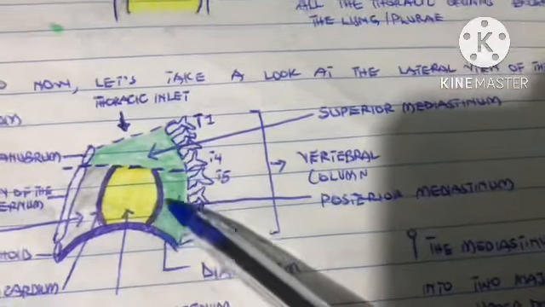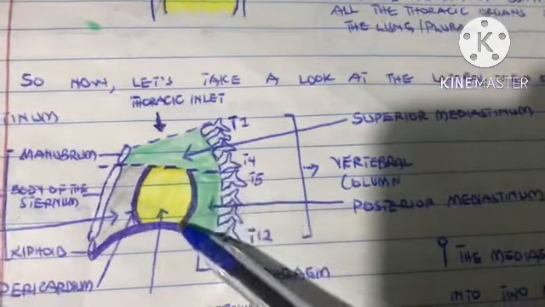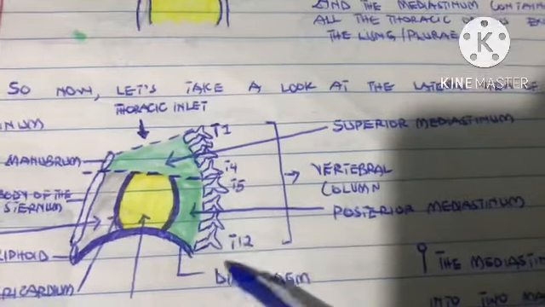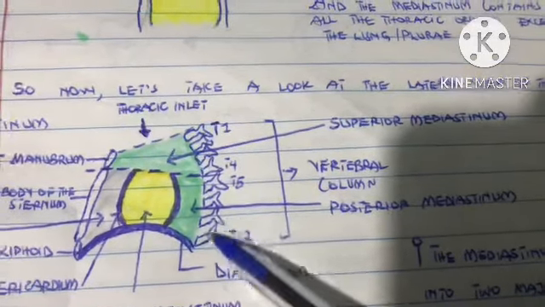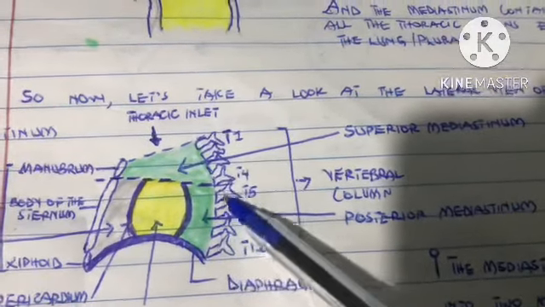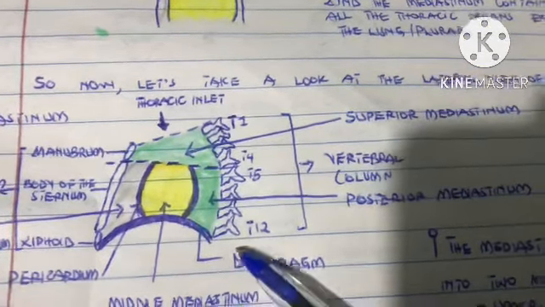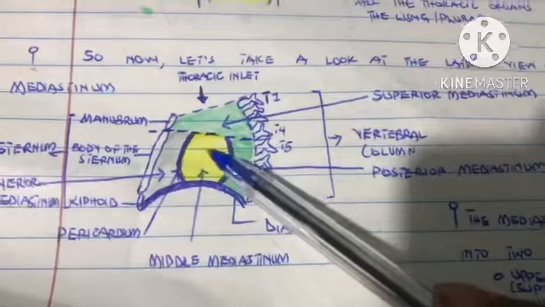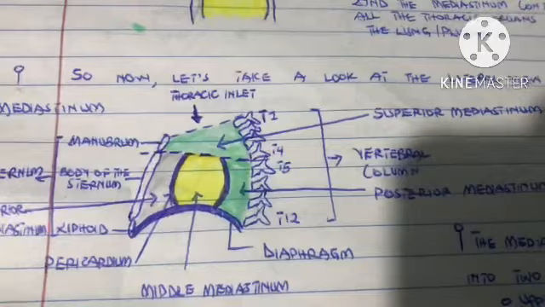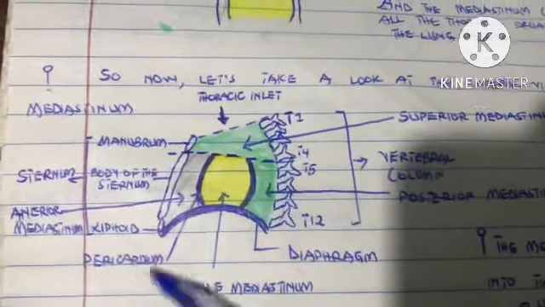Looking at the posterior mediastinum too, this is very interesting. You can see that anteriorly, it is bounded by the pericardium. And posteriorly, you can see thoracic vertebra 5 to thoracic vertebra 12, so posteriorly, it is bounded by the lower 8 thoracic vertebrae. And inferiorly, it is bounded by the diaphragm. But the middle mediastinum is bounded wholly by the pericardium. Later, we'll look at the pericardium in detail.